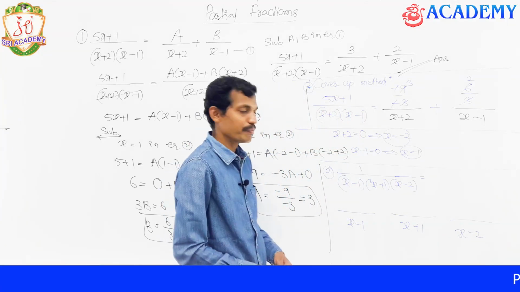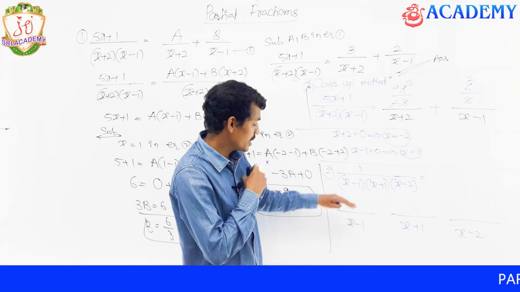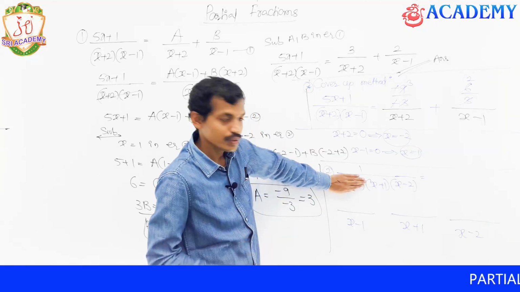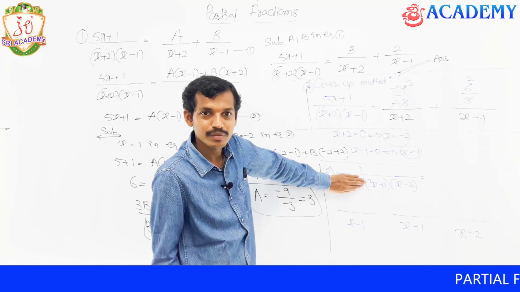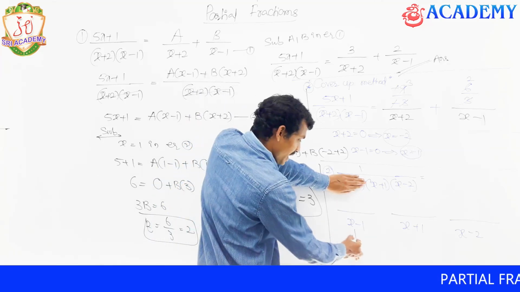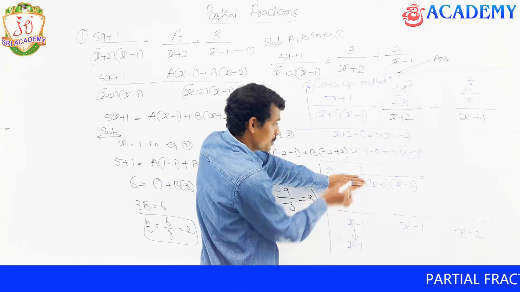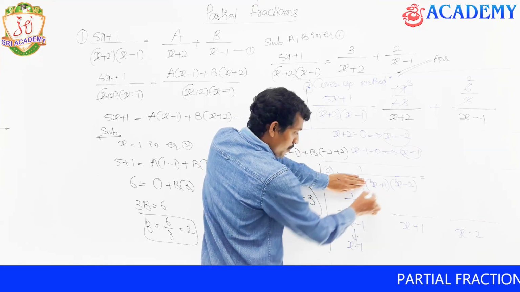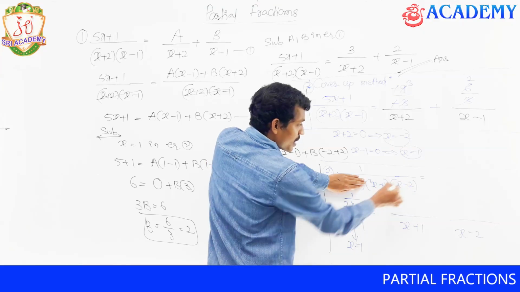Once again cover up method, that is x minus 1, eliminate x minus 1, usko chupa raha main, that is covering up x minus 1. Where it is eliminated means x equal to 1. Substitute in that function: 1 divided by (1 plus 1), 2, into (1 minus 2), minus 1.